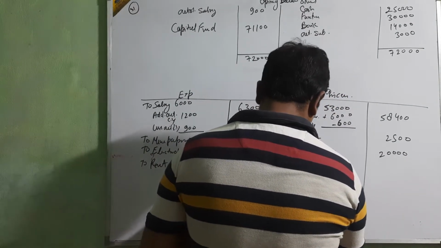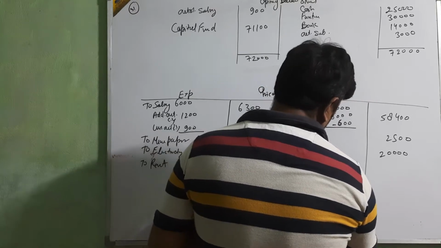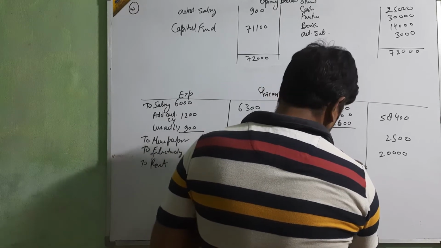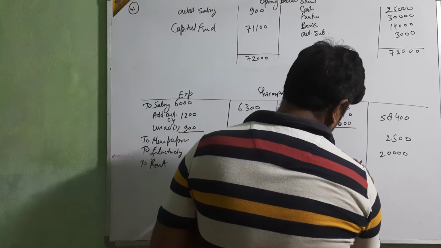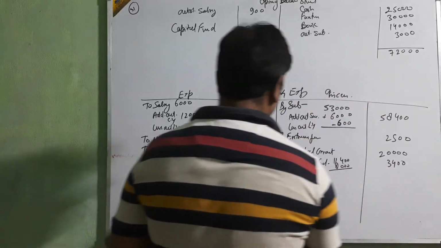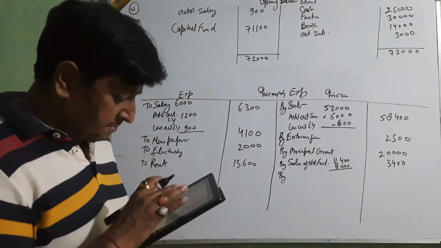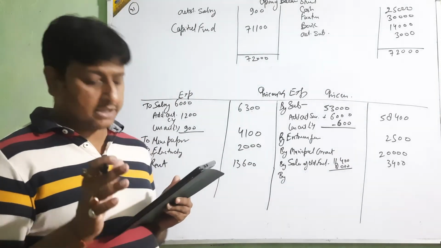By sale of furniture, 11,400 minus 8,000, then 3,400. Next, just see, no adjustment is given about that, nothing else.